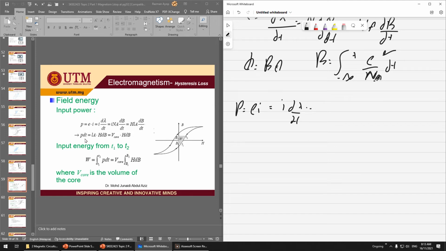So P dt is the energy, and equals to this one. So V core multiplied by H dB. If you integrate this, the energy will become something like this, the area under the curve. Basically this is the reason why we assume that the energy loss is the area under the curve. So you can see here W equals the volume of the core integrated from B1 to B2 of H dB. So basically the area under the curve.